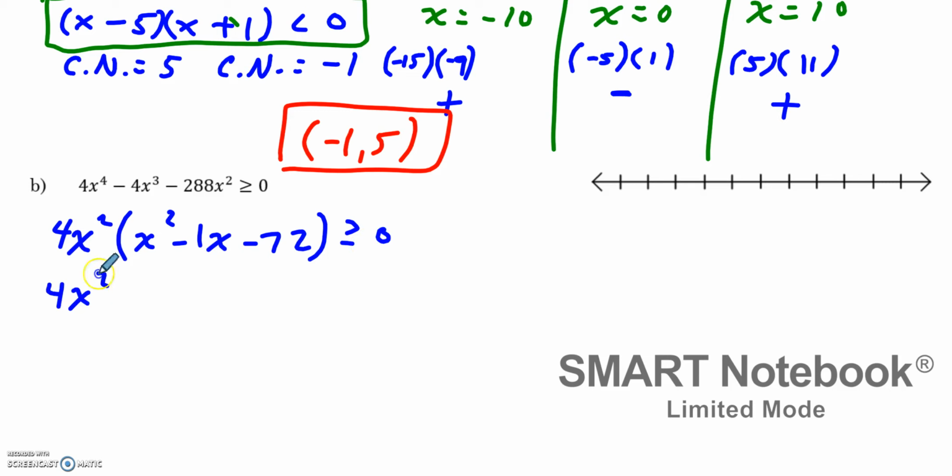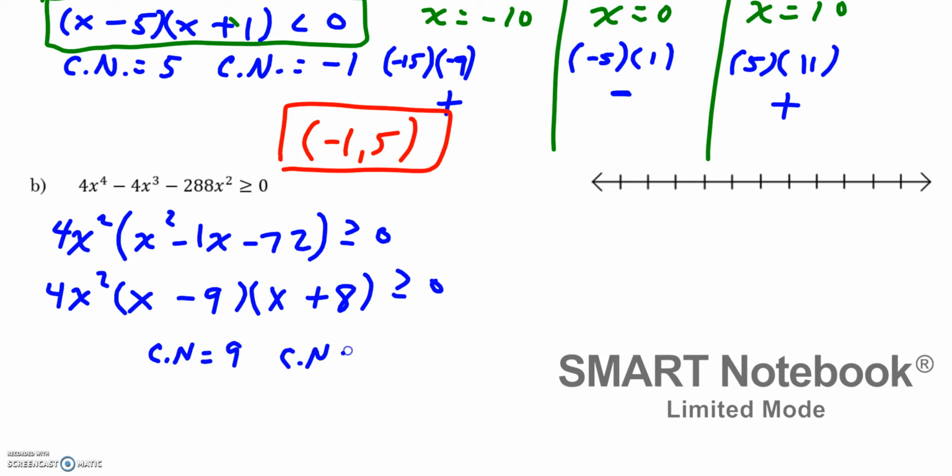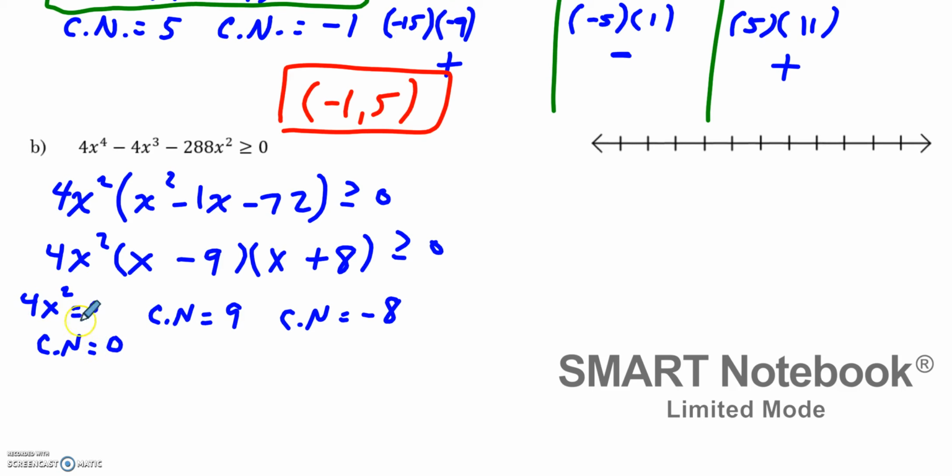So I have 4x squared, and I can continue to factor this quadratic. The two numbers that multiply to be negative 72 and add to be negative 1 are negative 9 and positive 8. If I set every one of these pieces equal to 0, we have a critical number or root of 9, a critical number of negative 8, and if we set 4x squared equal to 0, we have a critical number of 0 as well. Technically it's plus or minus 0, and if we were graphing this, we'd have a multiplicity of 2, but we're not graphing it on a coordinate plane, so we don't need to worry about that.